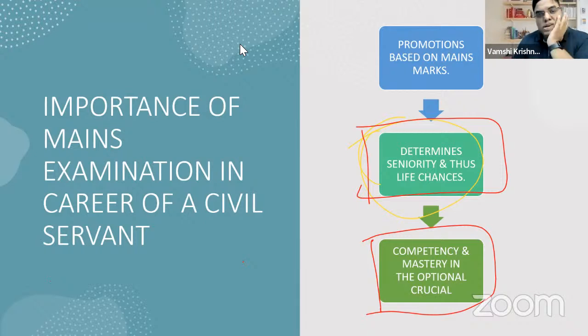Sanya is telling yes. So yeah. It's your mains marks. Throughout your life as a civil servant, your mains marks will decide your seniority in case of a tie.